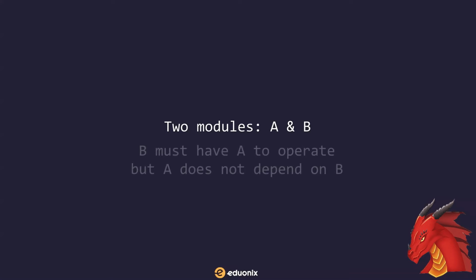Let's examine the downsides of these approaches one by one. Let's assume we have two such modules, A and B. B must have A to operate, but A does not depend on B. Let's also assume that, for sake of good practice, A and B are in separate files.